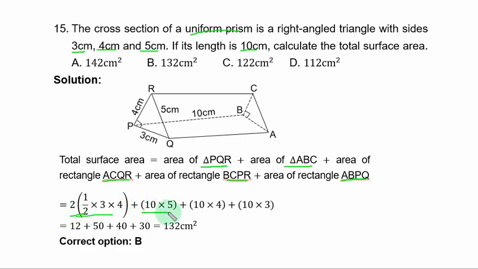From the formula arrangement, this is second rectangle, this is third rectangle. This one is for the first rectangle. If you multiply and simplify, you have this outcome, and that adds up to 132 square centimeters as the total surface area. B is the correct option.